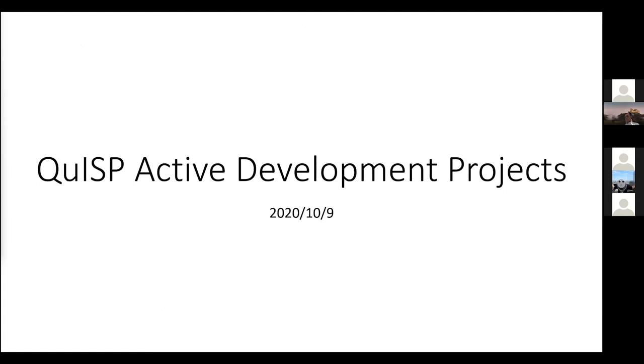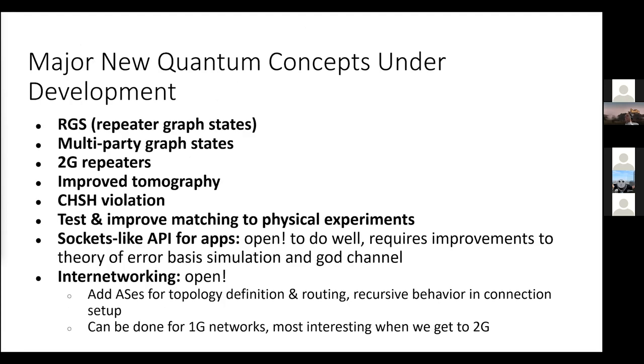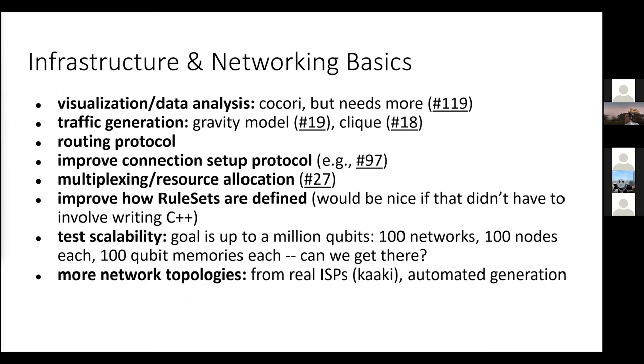As I mentioned, QISP is heavily developed. There are also elements that are still being analyzed and that the authors want to implement. One of these is the next generation of repeaters, currently repeater graph states, and also internetworking, and testing and improving matching of physical experiments, APIs for the other elements. We also have the research elements which connect with visualization, how to generate the traffic, the routing protocols, and improving the connection setup, resource allocation, and further improving the rule sets, and especially the process of establishing them and the elements connected with the scalability.